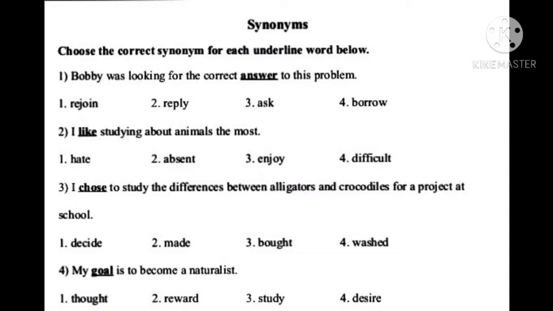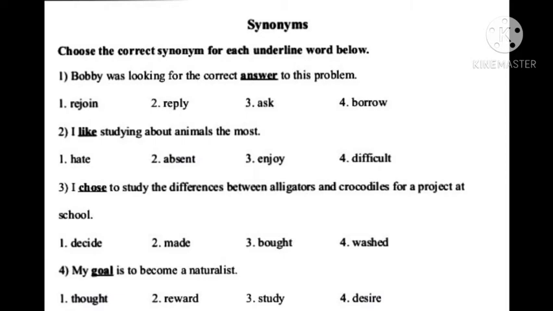I choose to study the differences between alligators and crocodiles for a project at school. So there is a project for the school and he was going through alligators and crocodiles here. "Choose" means, we have some options like decided, made, bought and washed. So they had given you "between alligators and crocodiles". These words tell us that there are two things, and among them there is a choice. So when there is a choice, we get the information that we are going to decide what we want to do. That is the way we find the meaning. So, I choose to study the differences. Words like "between" and "differences between" show that we are going to decide something.